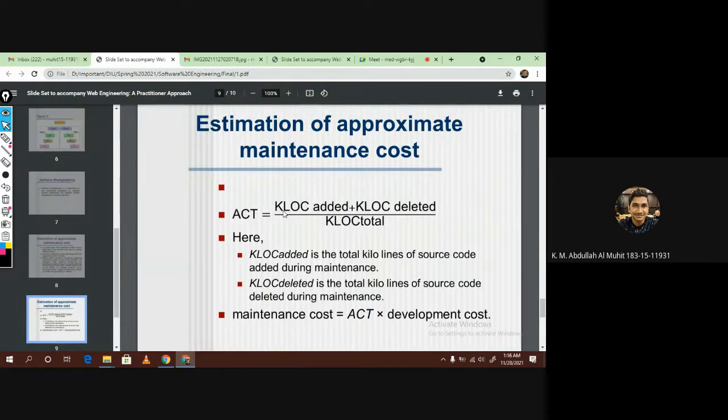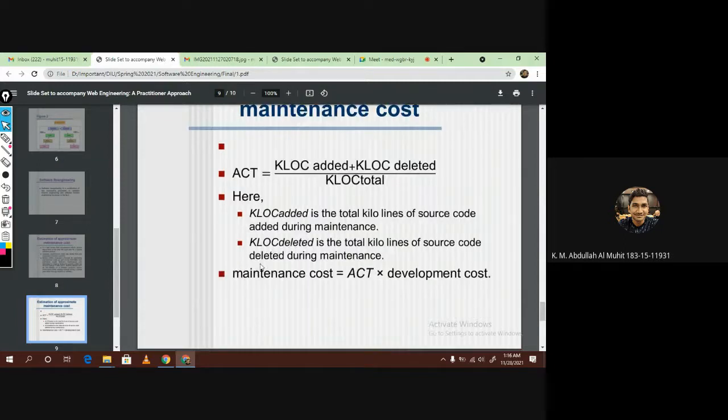Here ACT, which is annual change traffic, we have to find out by adding the KLOC added and the KLOC deleted, where KLOC is thousands of lines of code, and then dividing it by KLOC total. Here KLOC added is the total kilolines of source code added during maintenance, and KLOC deleted is the total lines of source code deleted during maintenance. After that we'll find the maintenance cost by multiplying ACT with the development cost.